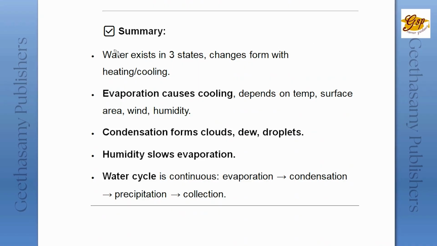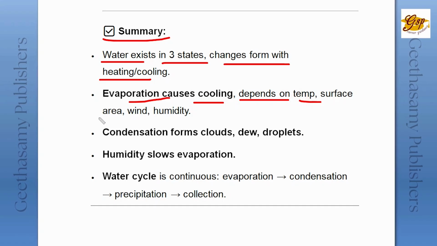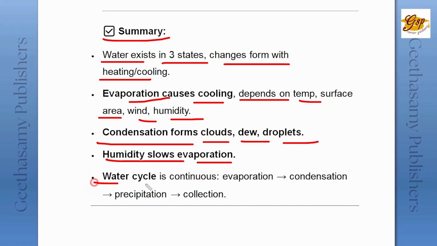And the summary is, water exists in 3 states, changes with heating and cooling; evaporation causes cooling, that depends upon the temperature, surface area, wind and humidity; and condensation forms clouds and dew droplets, and humidity slows evaporation, and the water cycle is continuous, that is evaporation, condensation, precipitation and collection. So this is about it.